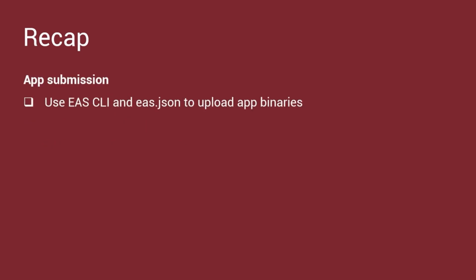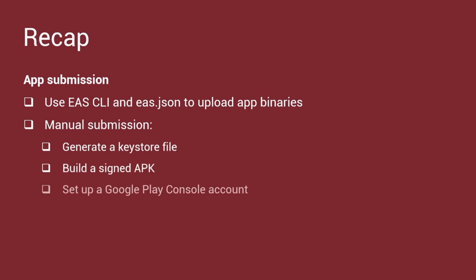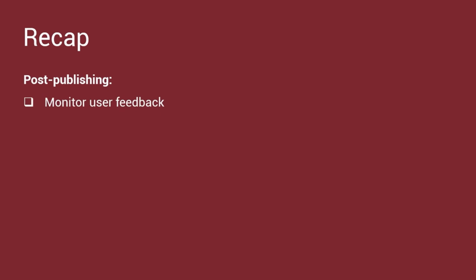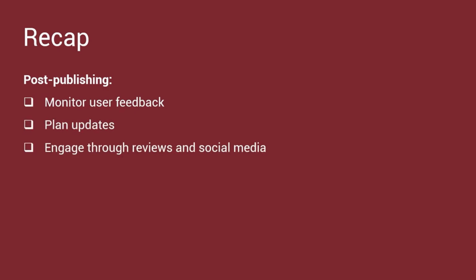Use EAS CLI and eas.json to upload app binaries. For manual submission, generate a keystore file, build a signed APK, and set up a Google Play Console account. Monitoring user feedback, planning updates based on feedback, and engaging with users through reviews and social media are crucial post-publishing actions.